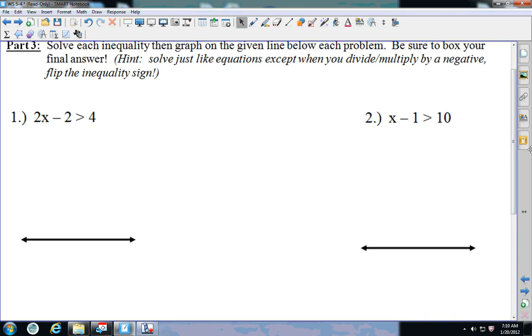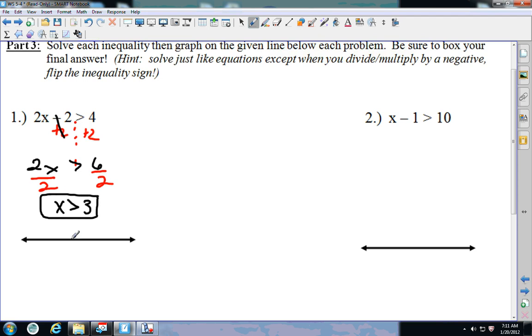We're going to treat this like a regular equation, just like we've always solved, where we would add 2 to each side, and I get 2x, these cancel, is greater than 6. I'm going to divide by 2. x is greater than 3. Now to graph it, I'm going to go here, and here's 3. Sometimes I like to put a 0 in there just for reference.